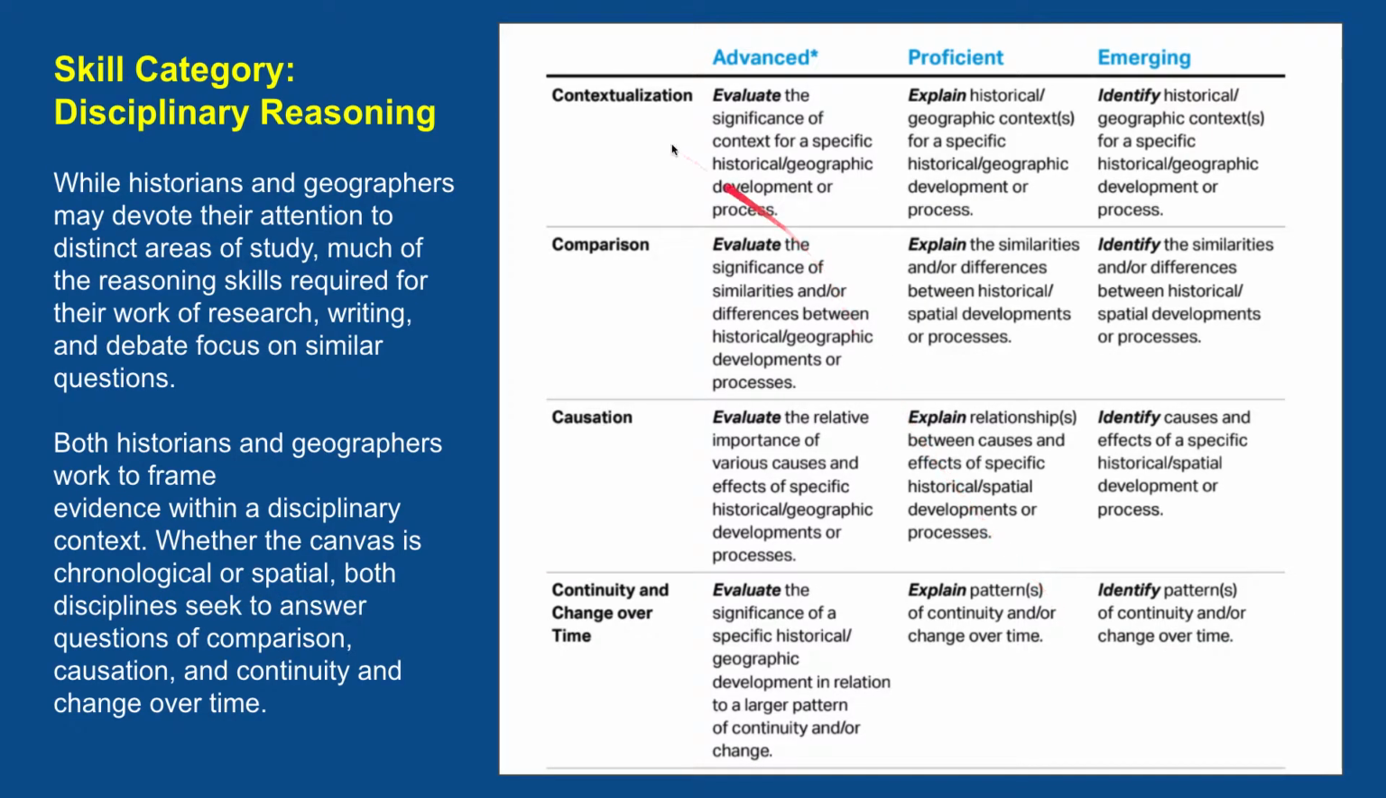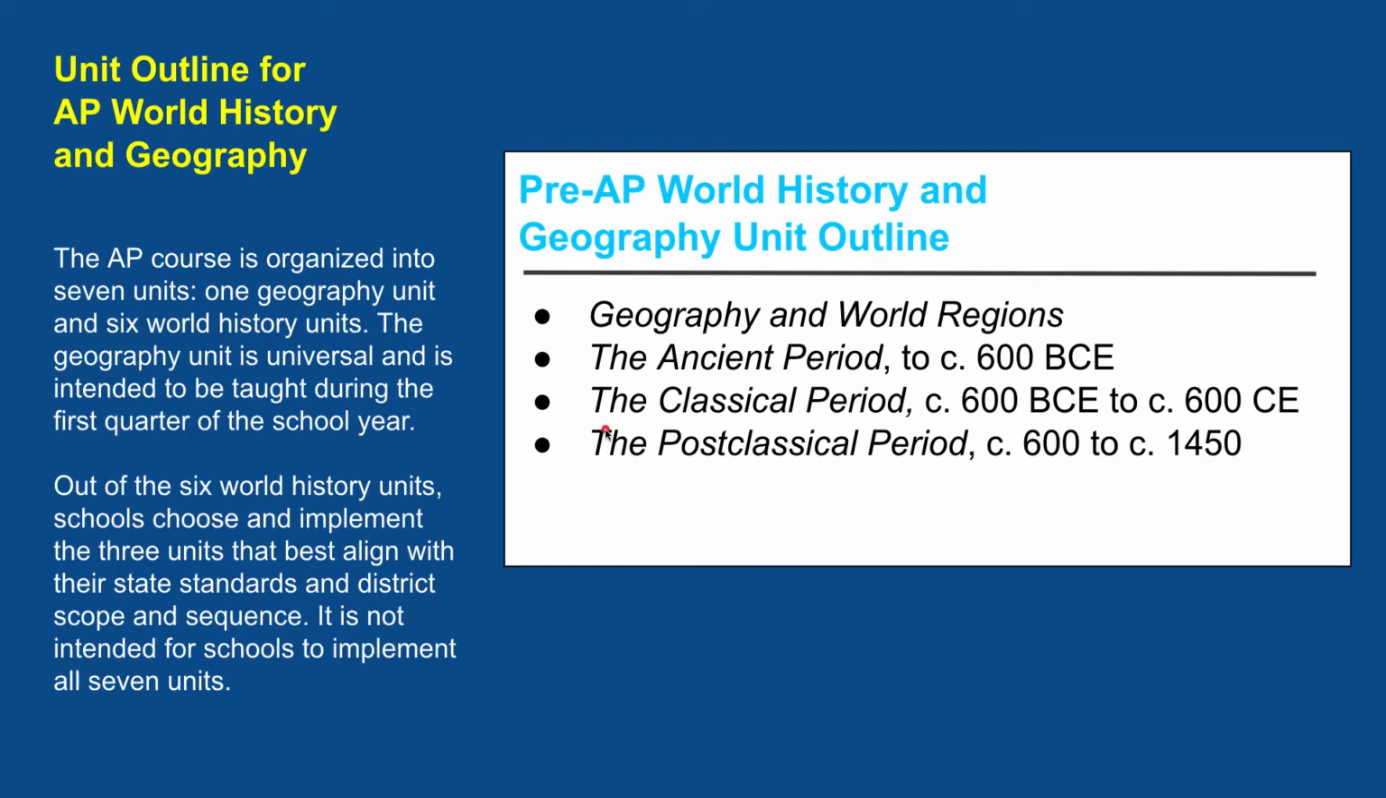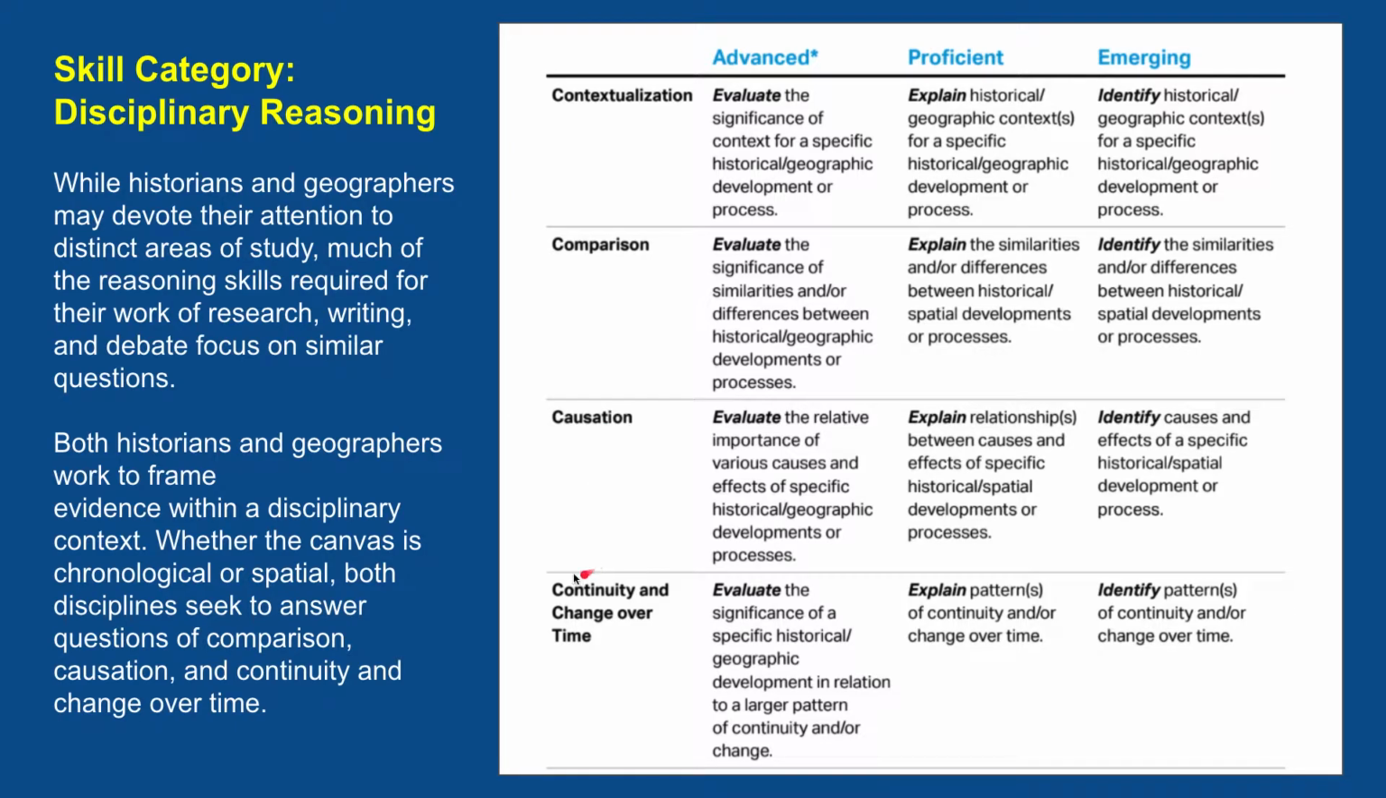In our course, we will take a look at a couple of things that we will try to get the kids to work through as a skill. How to contextualize things, how to appropriately compare, how to find causation around different things. And one of our favorites is to look at the continuity and changes over a time period.